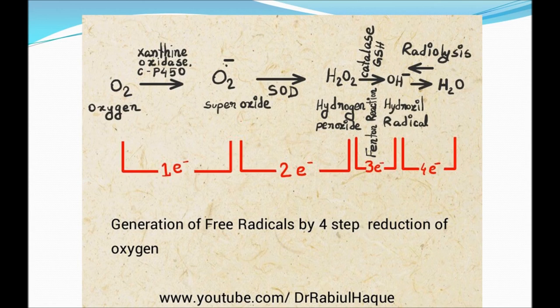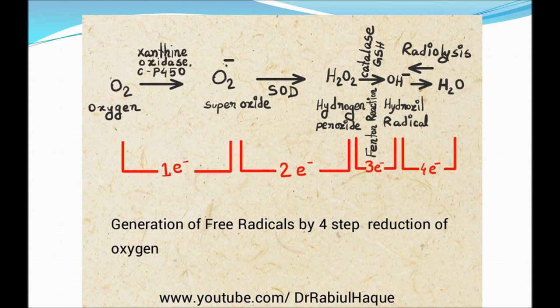superoxide will be formed by transfer of 1 electron. Hydrogen peroxide will be produced by transfer of 2 electrons, and hydroxyl radical will be produced by transfer of 3 electrons respectively. So here I am showing you a diagrammatic image depicting those 4 steps during which 4 electrons will be transferred to produce water, or H2O, from oxygen.